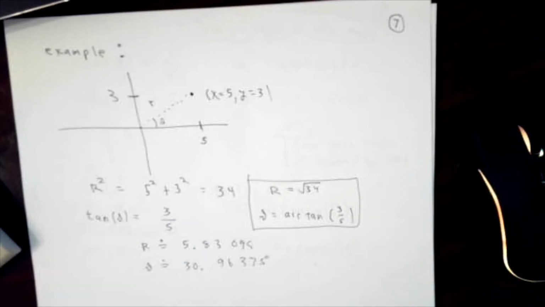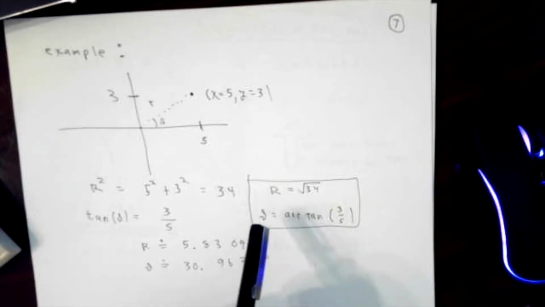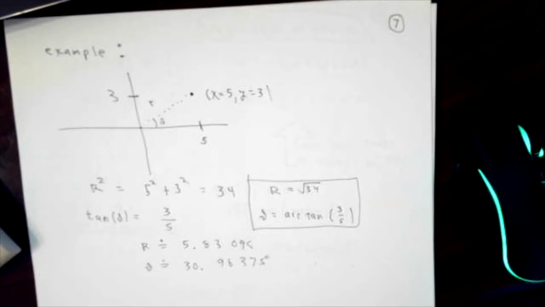If I do the optimistic thing, I'll just say that r is the principal square root of 34, and also that theta is arctan of 3/5. Because I'm in the first quadrant, everything is going to work out fine. If I want decimal approximations, r is about 5.83 units of distance. Theta is about 30.96 degrees. I have my calculator set in degree mode here.